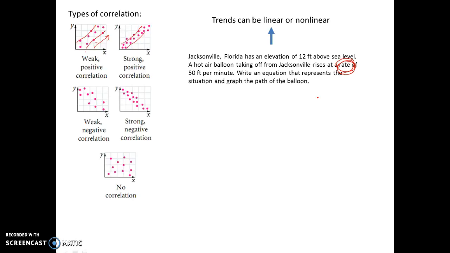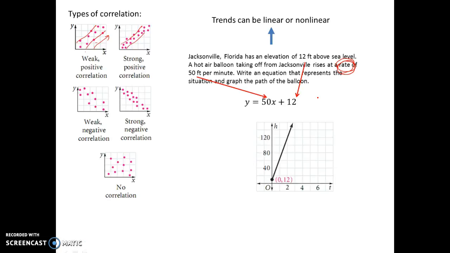So the rate, guess what rate is? Rate is your slope. And 12 feet, your elevation of 12 feet above sea level, that's your starting point, so that's your y-intercept. So remember, rate, rate of change, slope are always the same thing. Okay? So that's how we got our equation. We then take that equation and we can graph it.